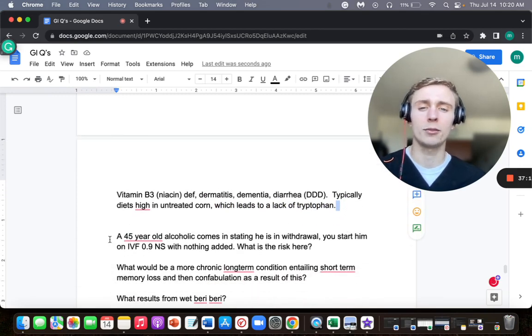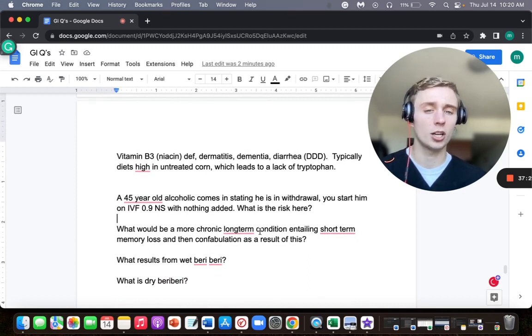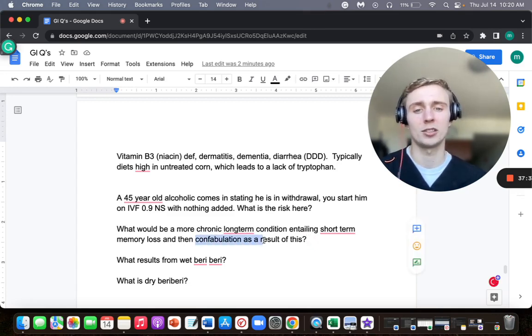Next one, a 45-year-old alcoholic comes in stating he's in withdrawal. You start him on IV fluids, 0.9% normal saline with nothing added. What is the risk here? Again, alcoholic, you start him on normal saline, nothing added. What would be a more chronic long-term condition entailing short-term memory loss and then confabulations as a result of this?